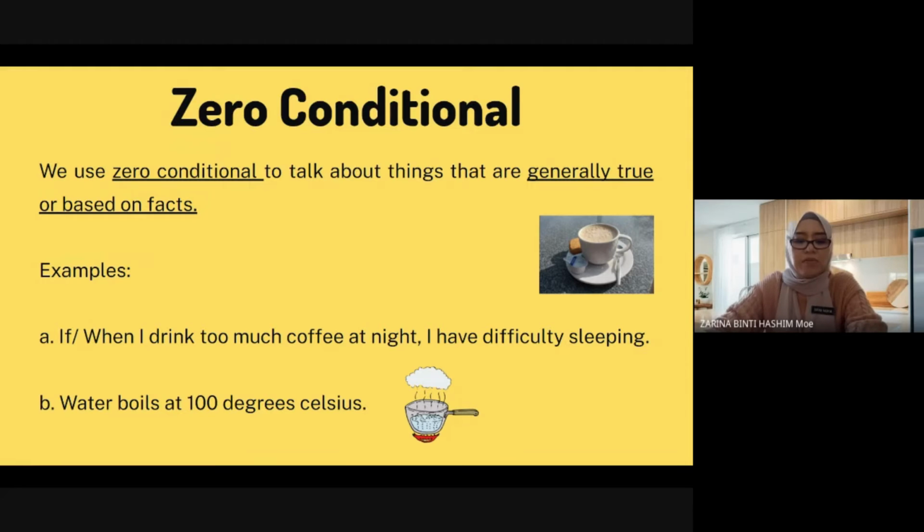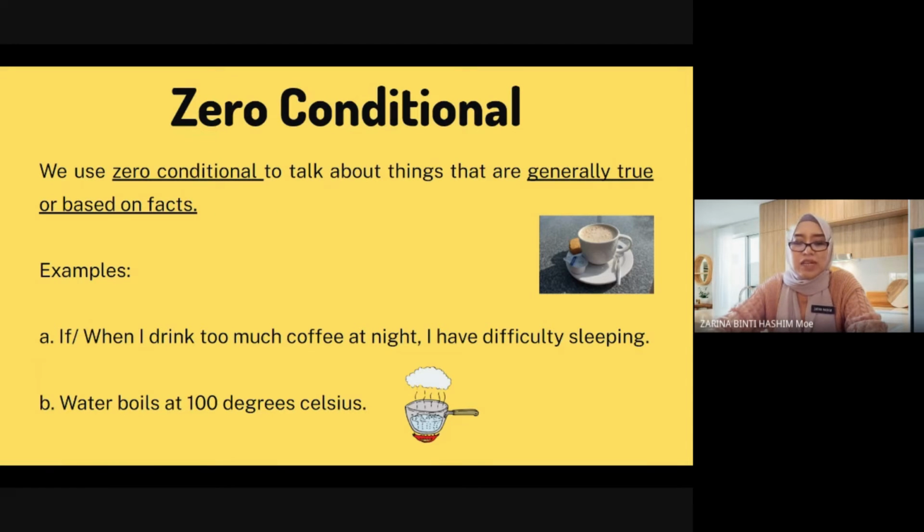Now based on your textbook, the second example given is when a player gets the ball in the net, he scores a point. So there is no other argument here: when a player gets the ball in the net, definitely they will score a point. That is also another example of showing something based on facts, or generally true.